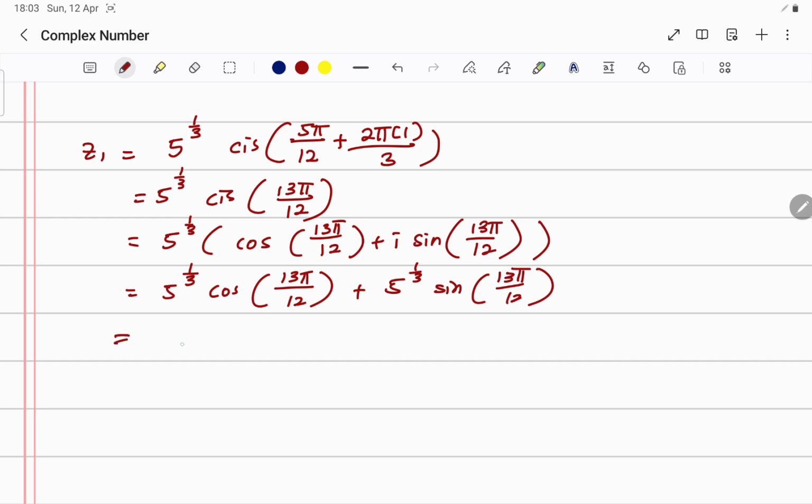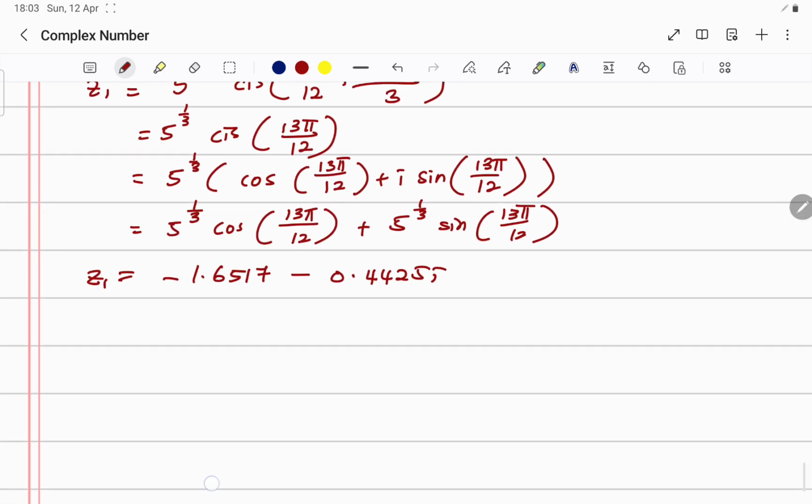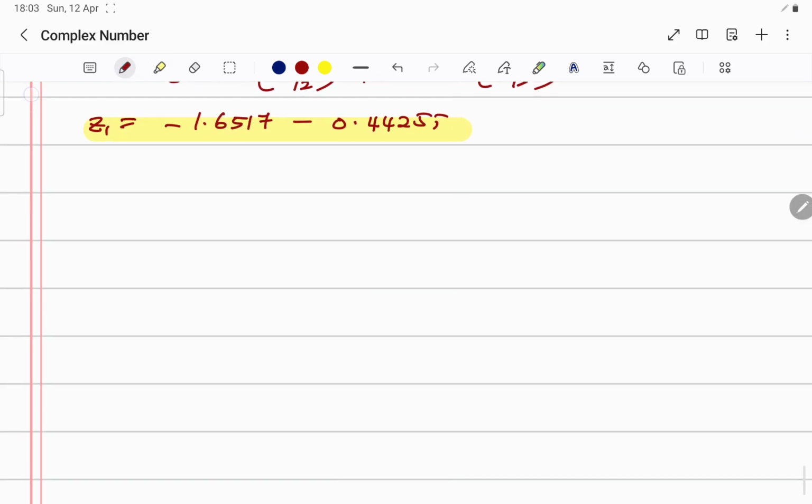So you will get negative 1.6517 minus 0.4425i. Okay, so my calculation might be different with the decimal place, so you better check properly. And then here is your z1. So it's better for you to take at least 3 decimal places.